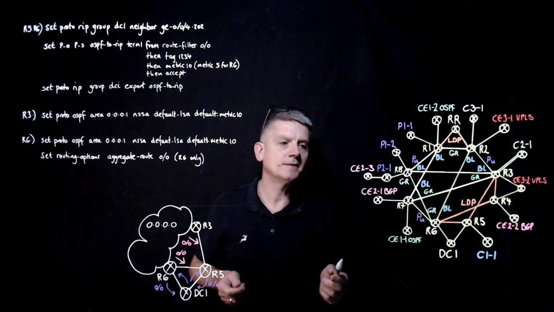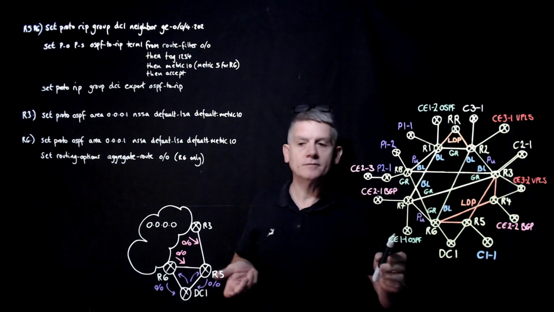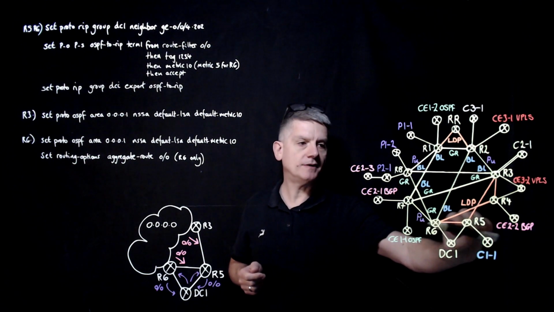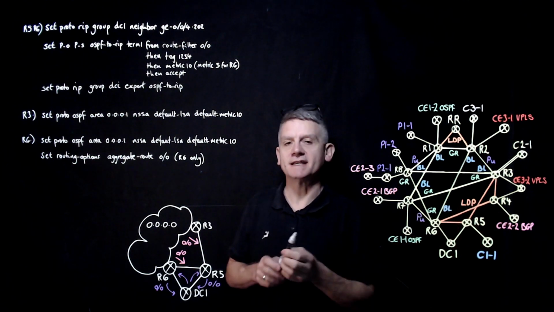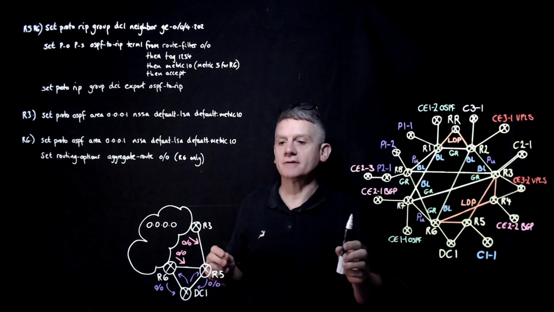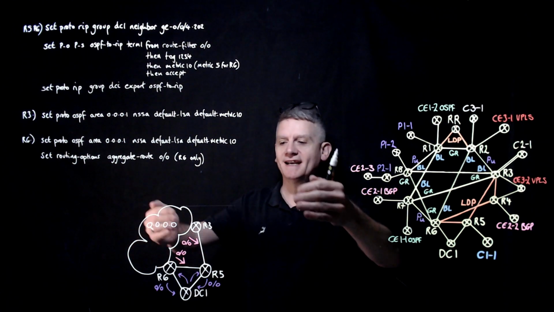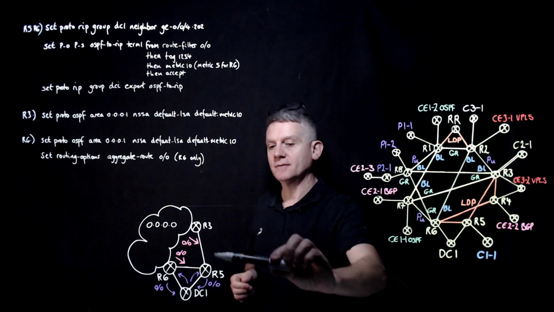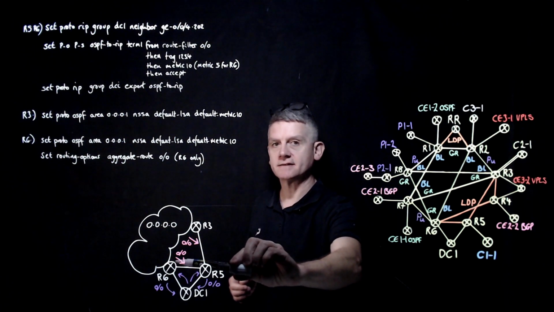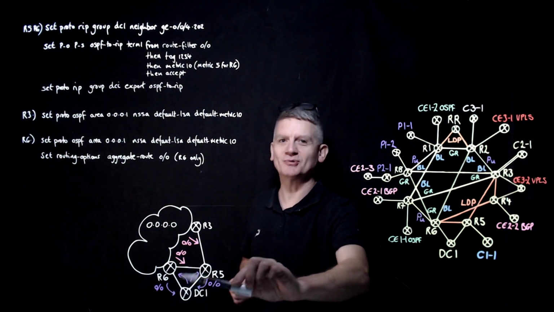Okay, so we're continuing with this IGP. Now, what we're looking at is the RIP on router 5 and on router 6. Now, in this screen, we're only looking at the OSPF being exported out of the RIP. So we're looking at router 5 and router 6 and the RIP export.